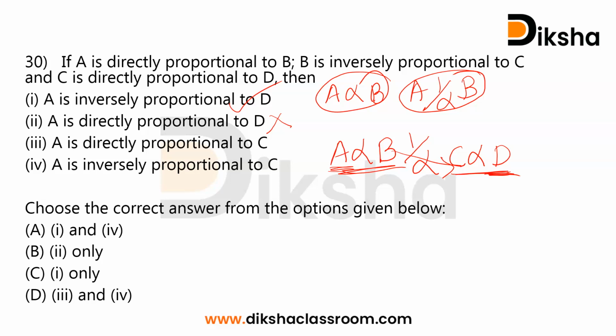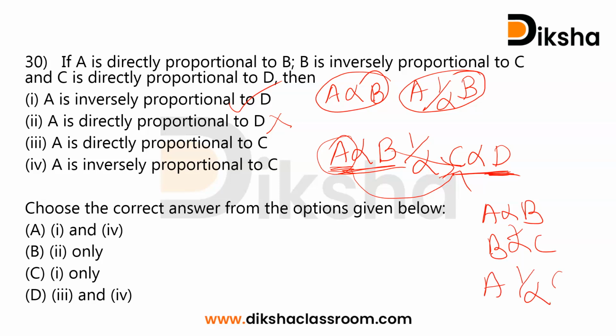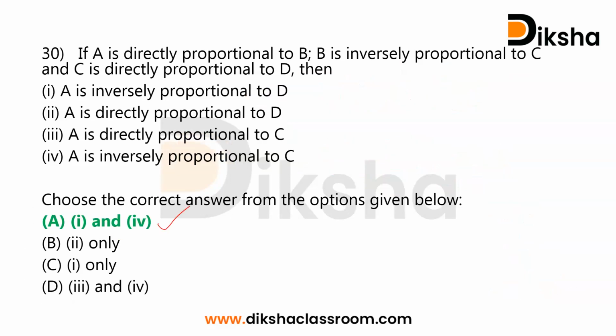Similar to the above one, A is inversely proportional to C because A is proportional to B and B is inversely proportional to C. Remember, if A is proportional to B and B is inversely proportional to C, then A will also be inversely proportional to C. So "A is directly proportional to C" is wrong. Then "A is inversely proportional to C" will be correct. So options 1 and 4 will be correct. Option A will be the correct answer.